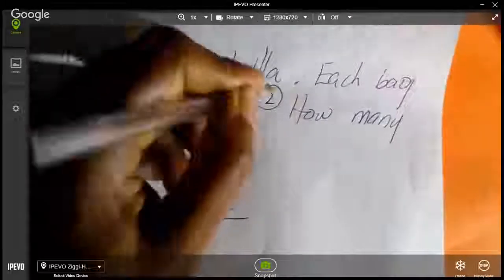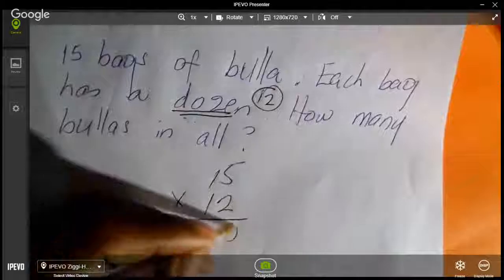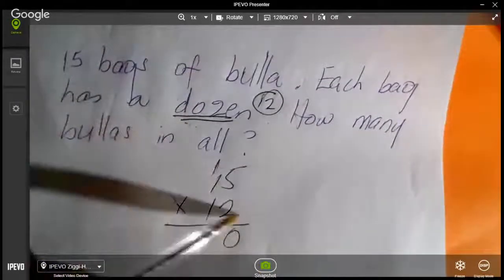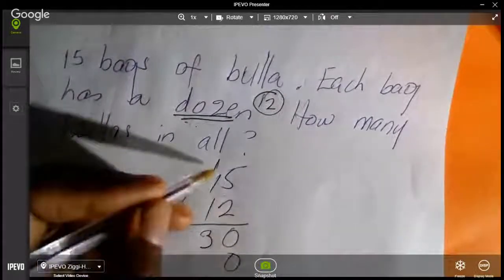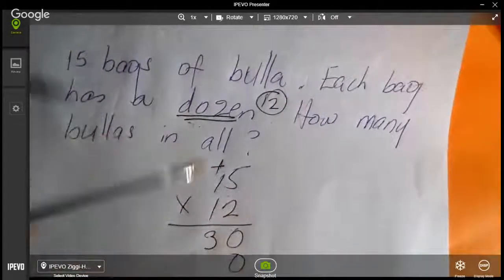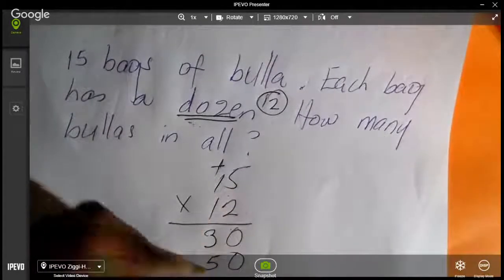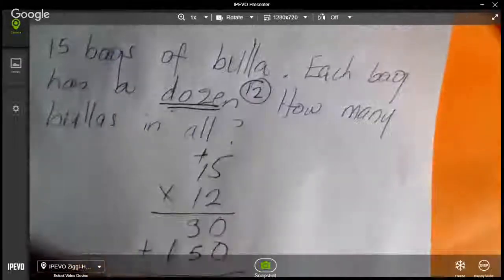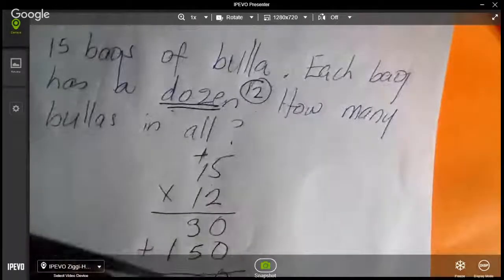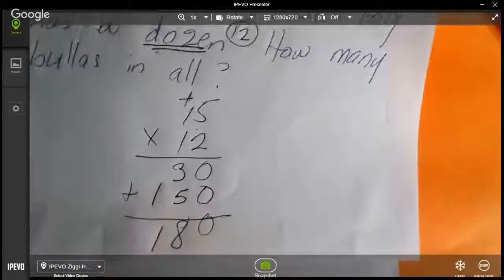So let's go slowly. 2 times 5 would be what? 10. Right, 0 carry 1. 2 ones, 2 and 1 what? 3. Let's cross that out so we don't mix it up. 1 times 5 would be what? 5. Good. And 1 times 1 would be what? 1. Okay. Let's add 0, 8, 1. So we get a total of what? 180. All right.